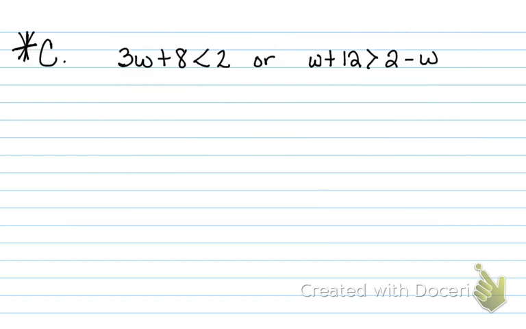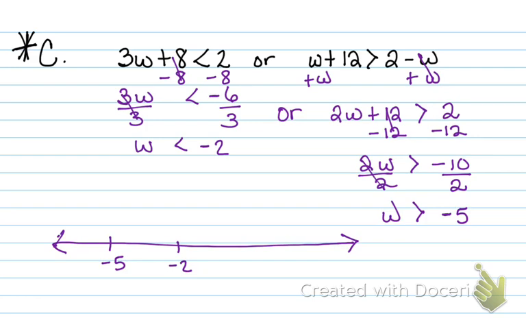All right, let's move to our last one. This is a Mac Daddy one. I want you to pause the video, try this one, and then we'll go over procedure. All right, so when you get your answer, you should have W is less than negative 2, or, remember this is an OR statement, W is greater than negative 5.